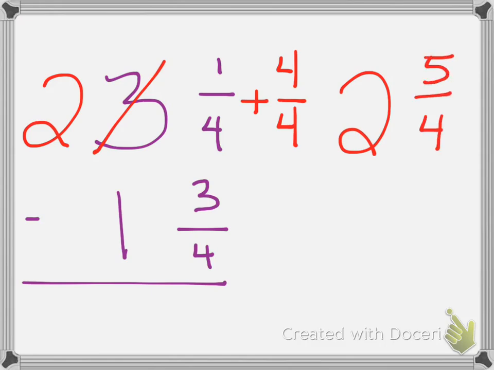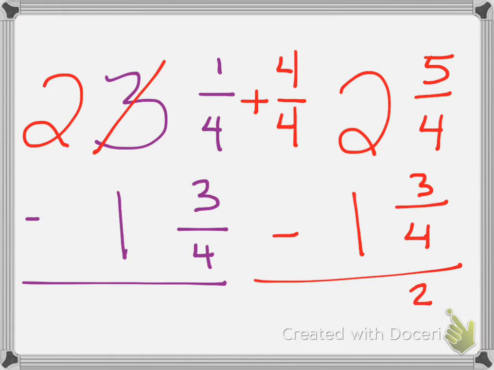And then I keep my bottom fraction the same, and I subtract it. And it's much easier to do. So I have 5/4 minus 3/4, and that's 2/4, and then 2 minus 1 is 1. What I hope the kids will notice is that they could simplify 2/4, and so technically it would be 1 1/2, because they would divide the numerator and denominator by 2.